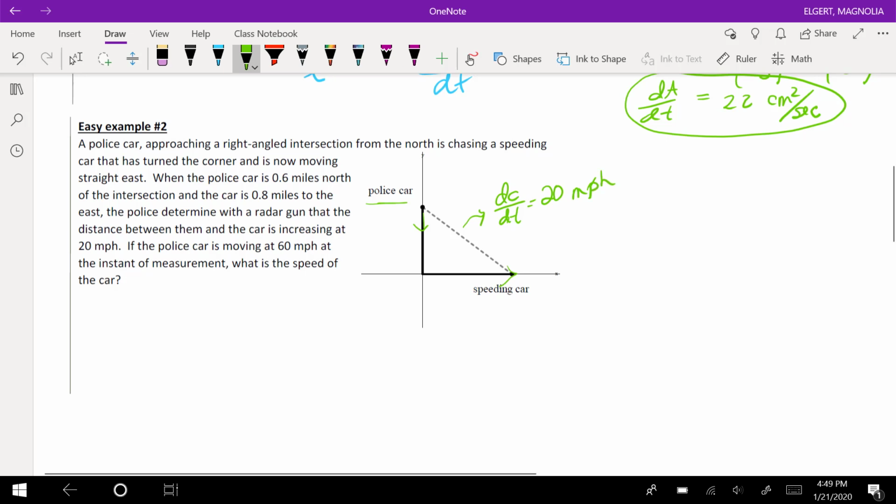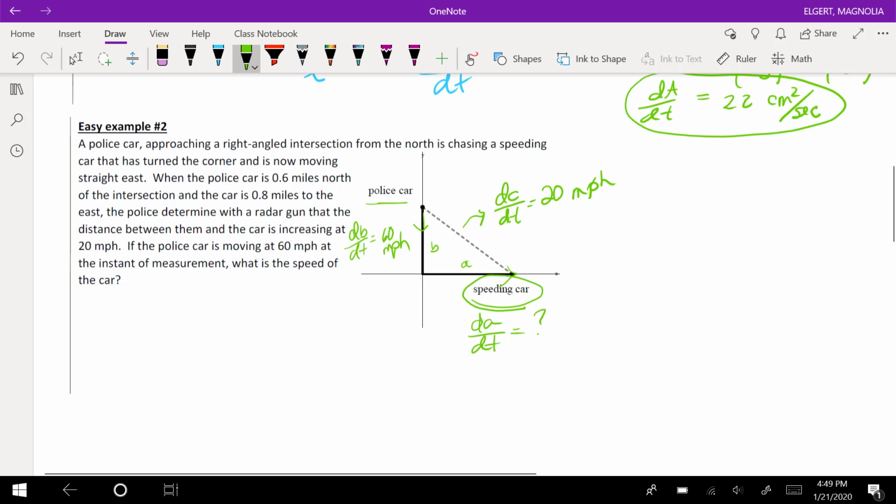If the police car is moving at 60 miles per hour at the instant of measurement, what is the speed of the car? You can call the sides whatever you want. I called this side A and this side B. So we know that the police car is moving at a rate of 60 miles per hour. We don't know how fast the speeding car is moving. That's what we're looking for. So I'm going to call that dA, and again, you can use any variable. We don't know that. So we have this situation.